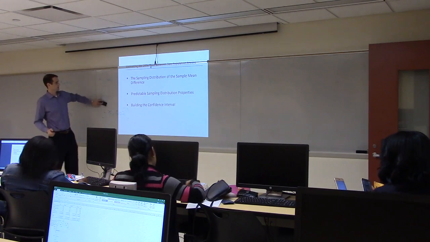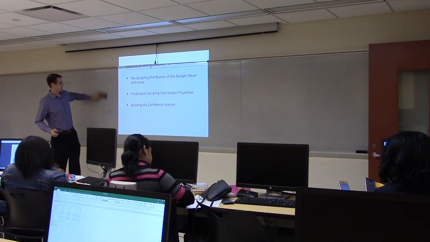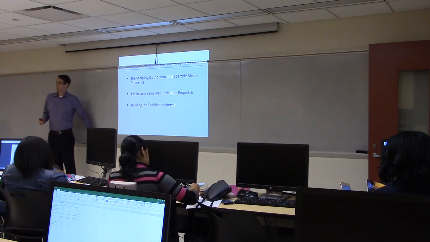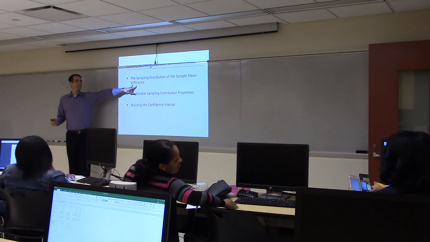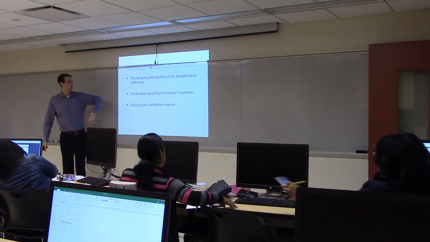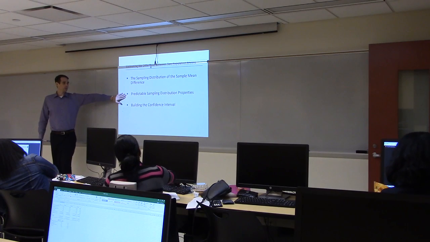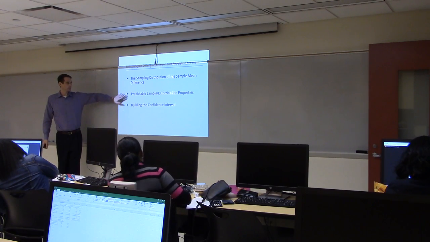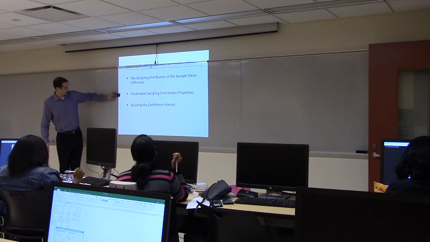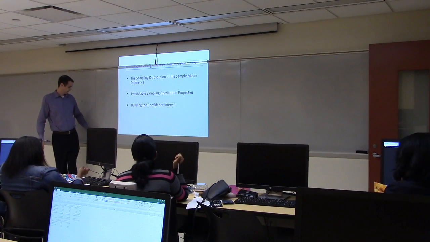And they will call it the sampling distribution of the sample mean difference. Does that look familiar? All we did is put sample mean difference in for the other two things we've tried. Predictable sampling distribution properties, and we can use those predictable properties to build a confidence interval.